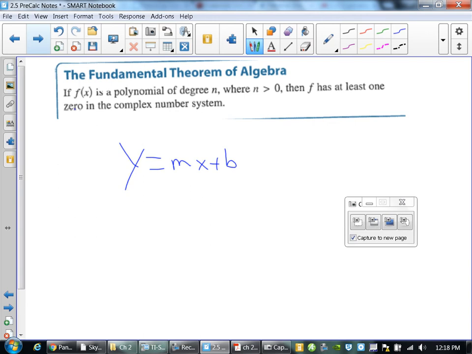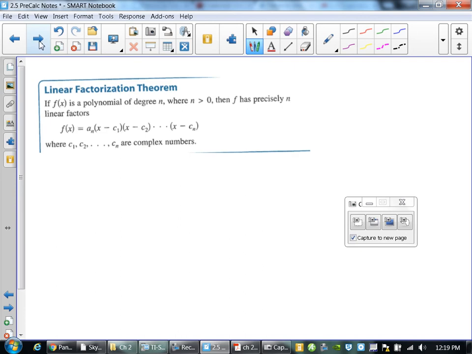Because it crossed the x-axis. The only time it didn't cross the x-axis was when it was y equal to a number that wasn't equal to 0. So, you guys all have done that. All right, so this isn't anything crazy.